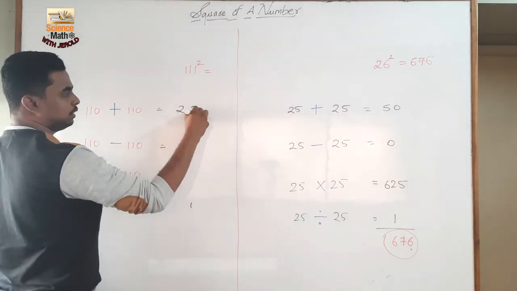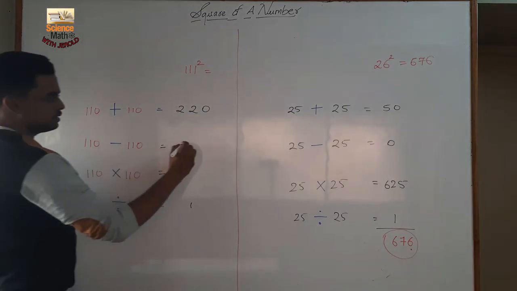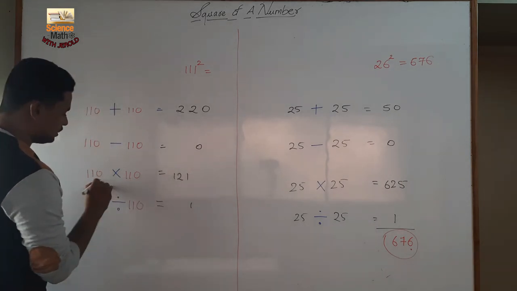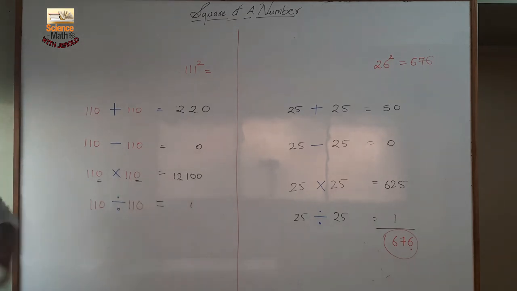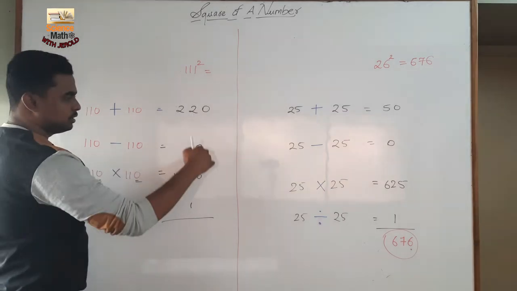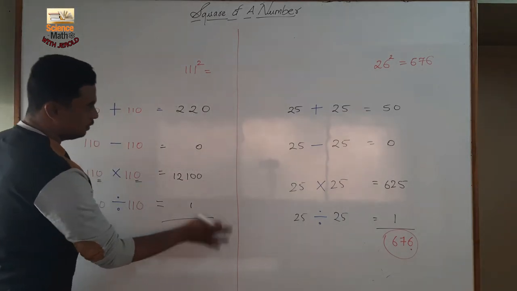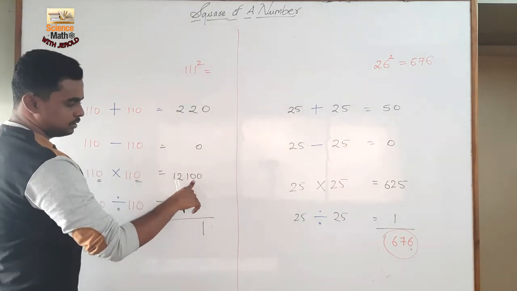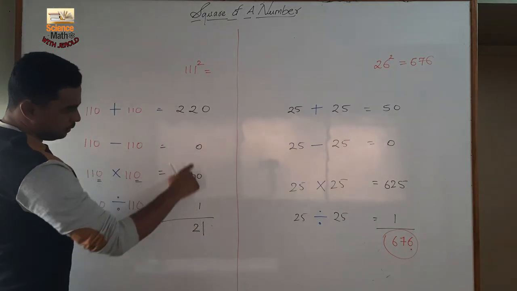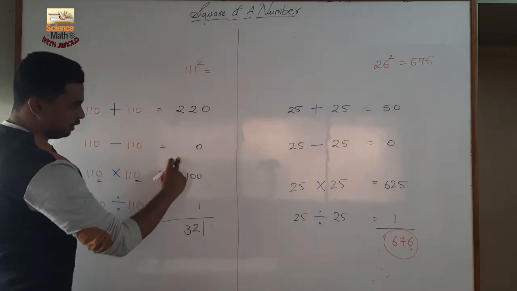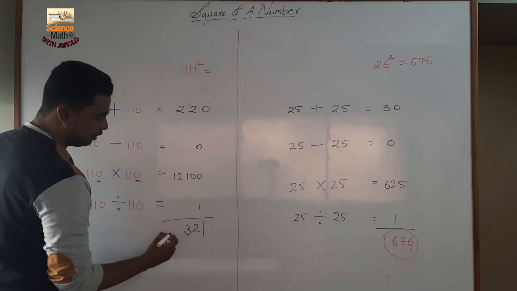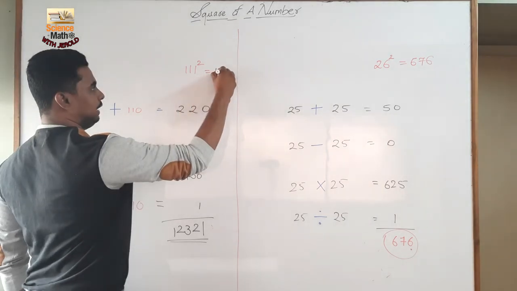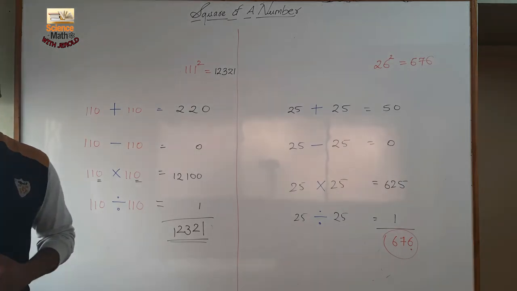110 plus 110 will give me 220. 110 minus 110 will give me 0. And finally, multiplication, I know 11 squared is 121, so this is the square of 110 with a 0 and a 0 written here. Adding all of these, 0 plus 0 plus 0 plus this 1 in the units place will give me 1. 2 plus 0 will give me 2. 2 plus 1 will give me 3. Nothing over here, I only have 1 and 2 remaining. So 1, 2, 3, 2, 1 is the square of my number 111. That is how you find the squares.